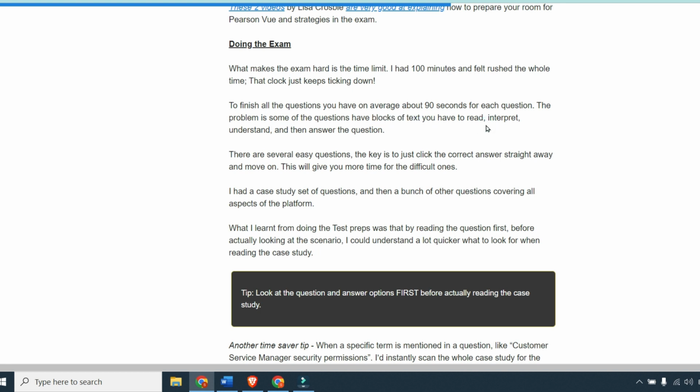This is where the test preps became really, really important, because I remember when I first started doing the test preps, I thought, oh, this is really hard. But after you've read hundreds of the questions and practiced, you can actually become really quick at it. So the test preps really got me through this. There's no way I would have passed without doing the test preps.